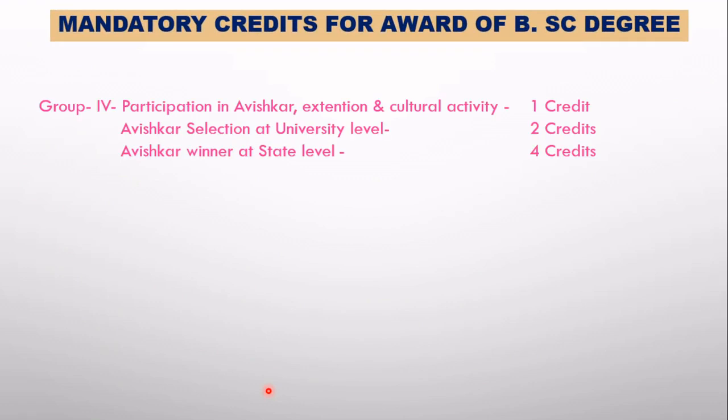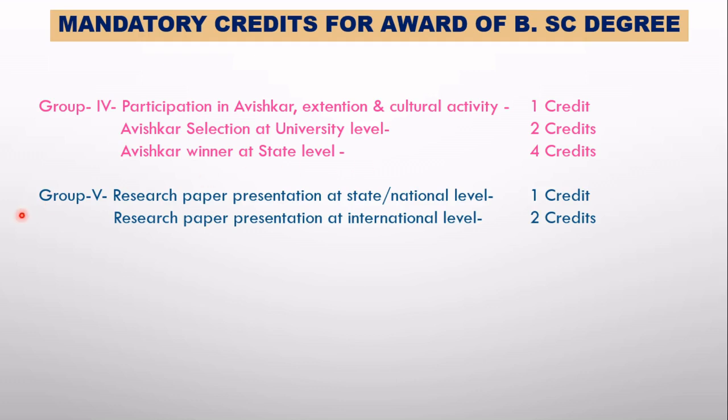Now group fourth, participation in Aviskar, extension and cultural activity. If any student performs well in Aviskar, extension activity or cultural activity, he will get 1 credit. If any student gets selected in the university level Aviskar competition, then he will get 2 credits. If any student becomes an Aviskar winner at state level, he will get a total of 4 credits.